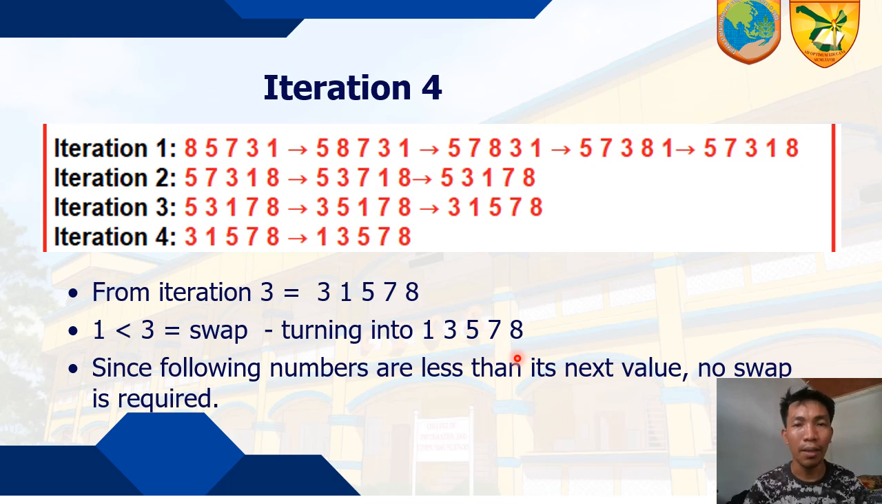Since for the following numbers 3, 5, 7, and 8, each is less than its next value, we notice that 1 is less than 3, 3 is less than 5, 5 is less than 7, and 7 is less than 8, so there's no need to perform a swap. That concludes iteration 4 with the sorted order of the elements in the list: 1, 3, 5, 7, and 8.